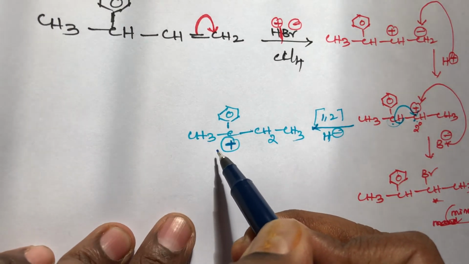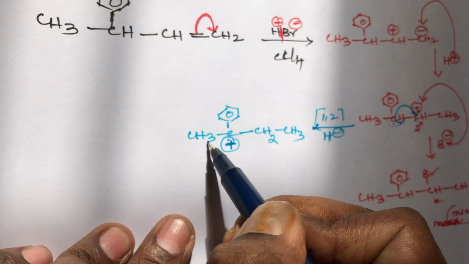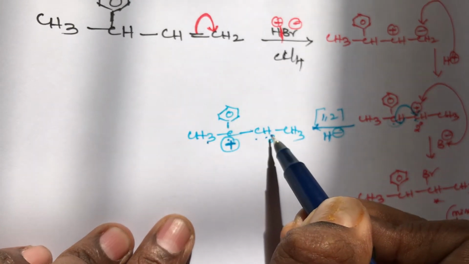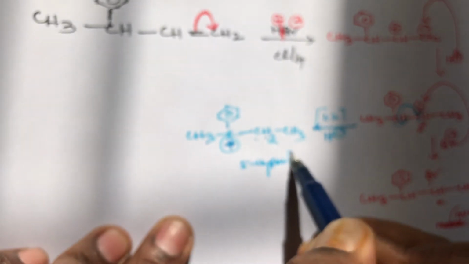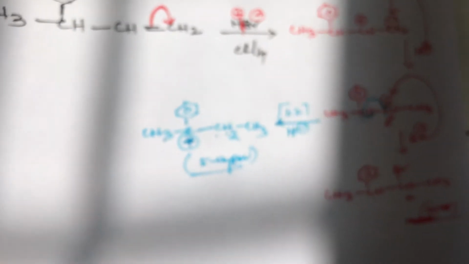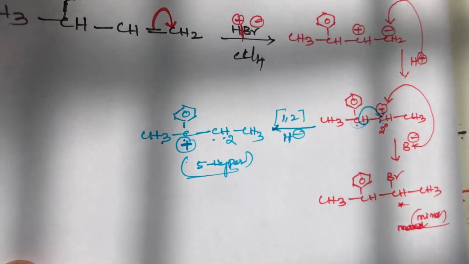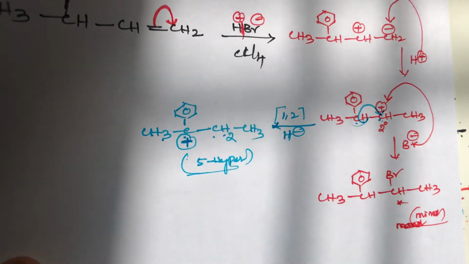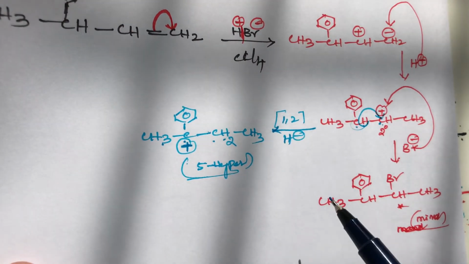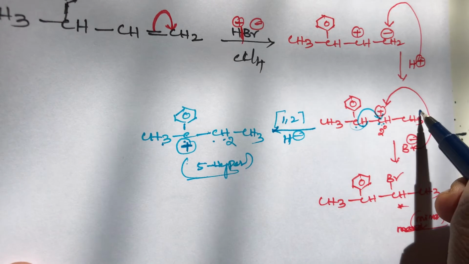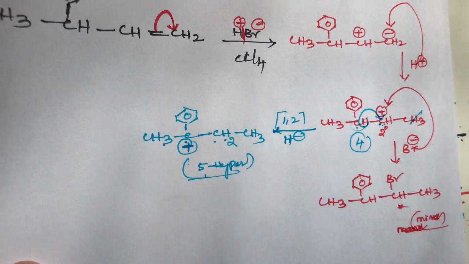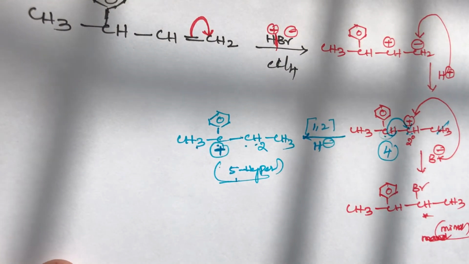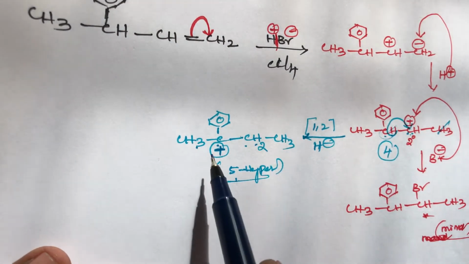In this tertiary carbocation, 5 hyperconjugates are present. Beside the positive charge there are 3 carbons on one side and 2 carbons on the other, so in total 5 hyperconjugates are there. And what about the other carbon? Here only 4 hyperconjugates are present: 3 here, one here. So stability depends on the number of hyperconjugates. More hyperconjugates is always more stable. So this is a tertiary carbocation.